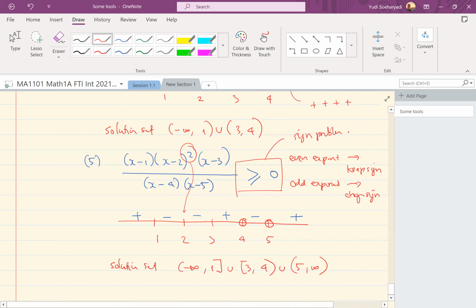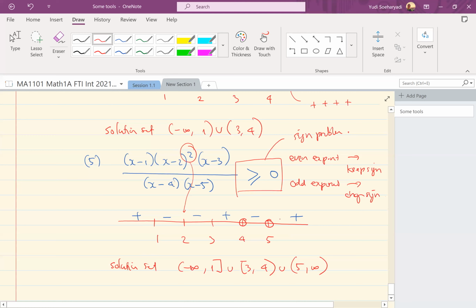Now you have to check. Basically you indicate all the numbers here, which are the zeros of all the factors. For the factor x minus 1, the zero is 1. For x minus 2, the zero is 2. The zeros are the numbers which make the factors equal 0. The last numbers here are 4 and 5, right? So indicate these numbers. Basically you plug in numbers.